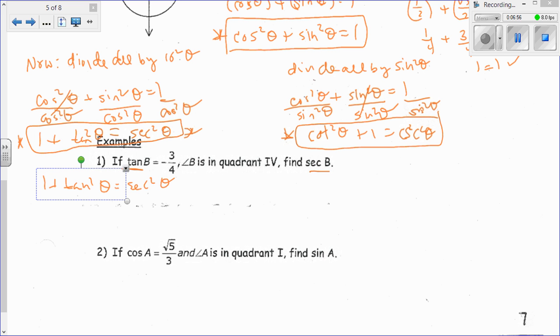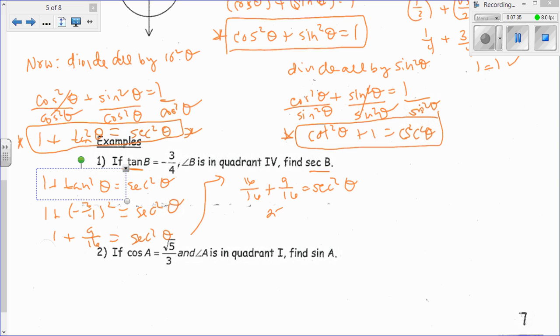So in place of tan, we're going to put -3/4. So it's 1 plus (-3/4) squared equals secant squared theta. So it becomes 1. Anything squared is positive, so it's plus 9/16. When I square 3/4, I get 9/16 equals secant squared theta. 1 turns into 16 over 16, because I need a common denominator to add. So 16 plus 9 is 25.